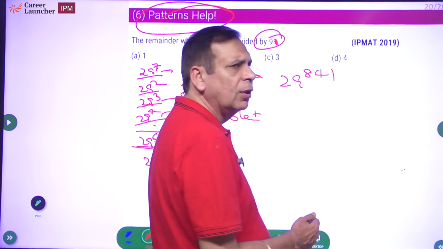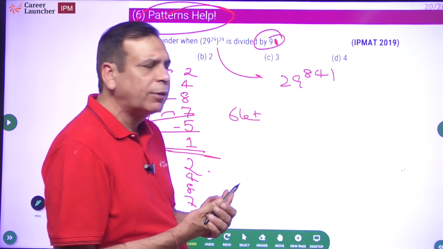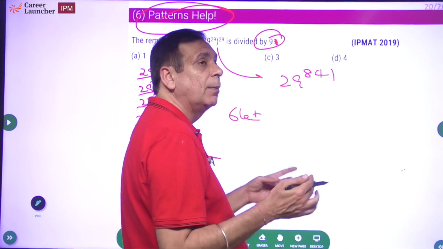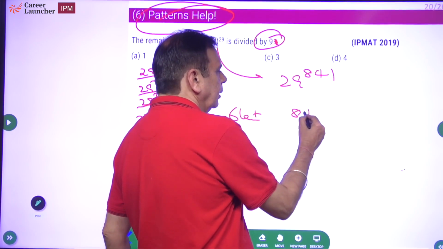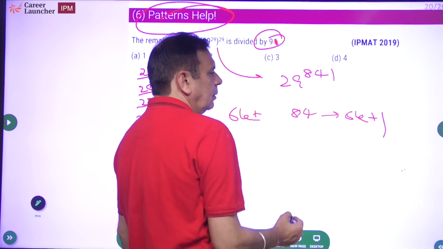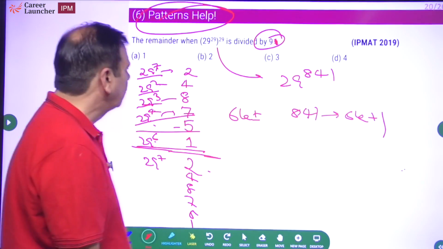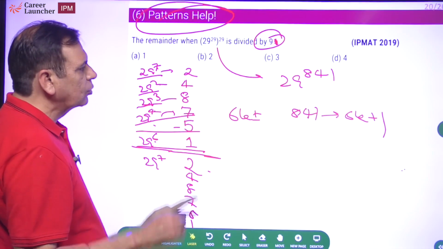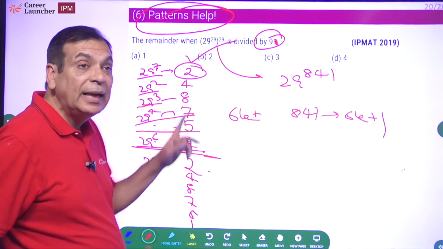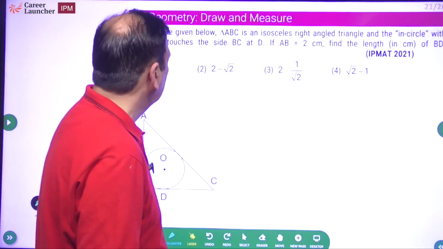Is it a multiple of 6? 84 is a multiple of 6, 840 will be a multiple of 6. So, 841 will not be a multiple of 6. 841 will be of the form multiple of 6 plus 1, because 840 is a multiple of 6. So the answer should be 2. Identify the pattern, you will get the answer fast.